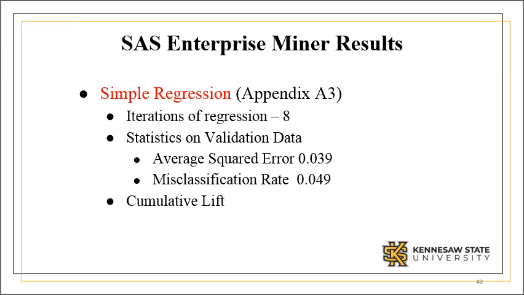The first model that was created was a simple regression model. The data that returned for validation was the average squared error of 0.039 and a misclassification rate of 0.049. Also, there is an image of the cumulative lift on the appendix page A3, which shows the training and validation align after a significant number of records have been read in.